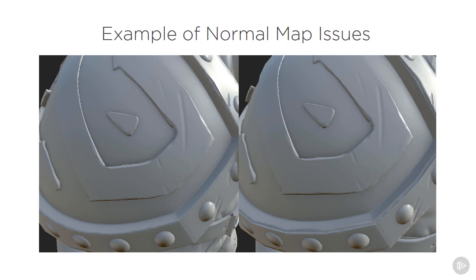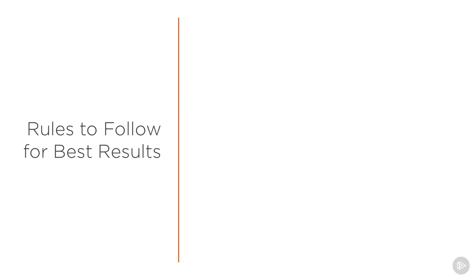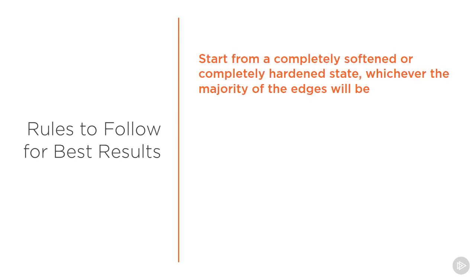All right, great. So with that said, let's talk about how we can achieve the best results when it comes to normals and begin to manage these as we start to texture our asset. So here are some rules that I follow for best results, and you should probably think about implementing a similar process for yourself. First, I'm going to start from either a completely softened or a completely hardened state with my asset. The determining factor there is whichever the majority of my edges will be.